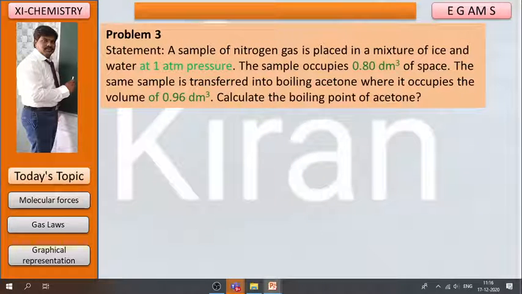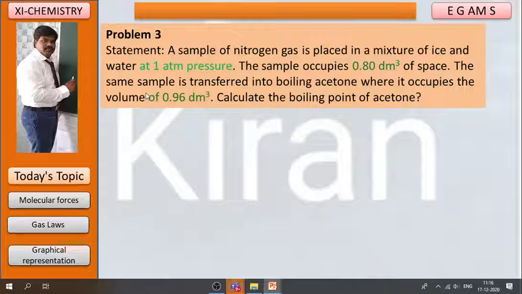Problem 3. Statement: a sample of nitrogen gas is placed in a mixture of ice and water at 1 atmosphere pressure. The sample occupies 0.80 dm cube of space. The sample is transferred into boiling acetone where it occupies a volume of 0.96 dm cube. Calculate the boiling point of acetone. Boiling point means temperature. Here also they are asking temperature.